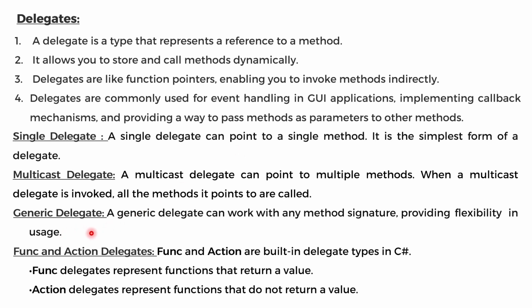A generic delegate can work with any method signature, providing flexibility in usage. And we have Func and Action delegates, which are built-in delegate types in C#. Func delegates represent functions that return a value. Action delegates represent functions that do not return a value.